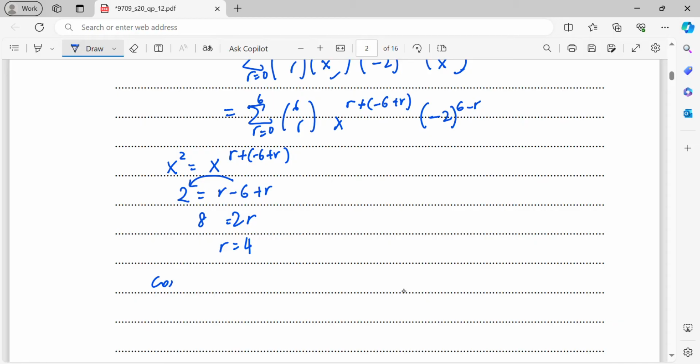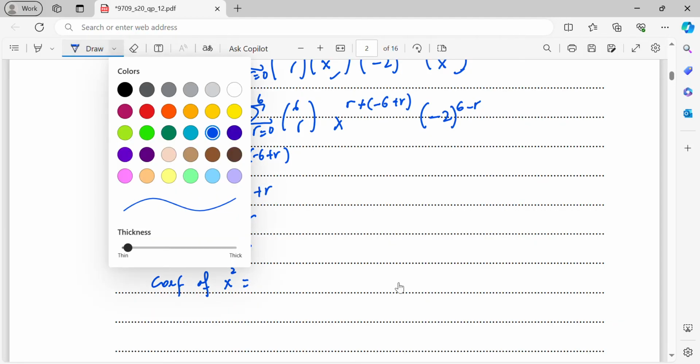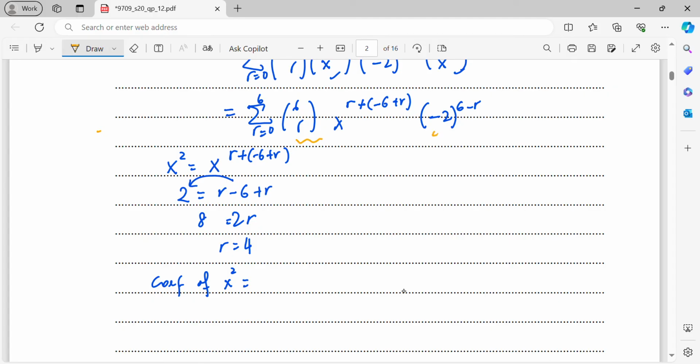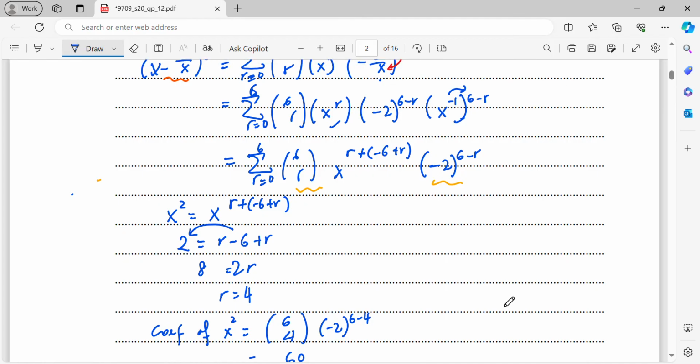So now I will just write down the coefficient for x squared. So just substitute into these two terms. That will be the coefficient for x squared with the calculated r. This is going to be 60. Okay, so done for this question.